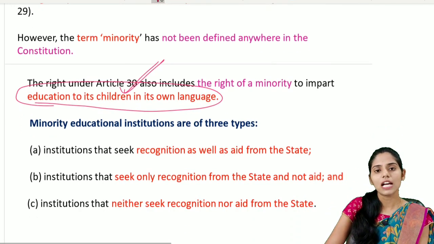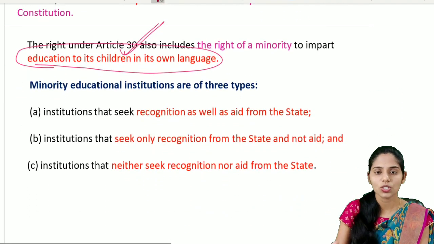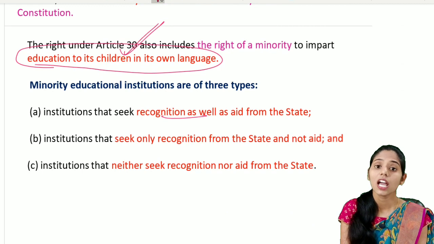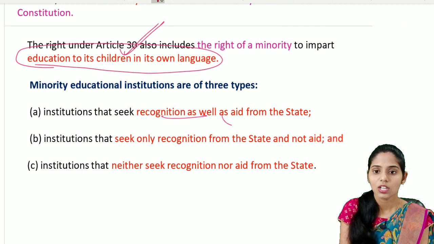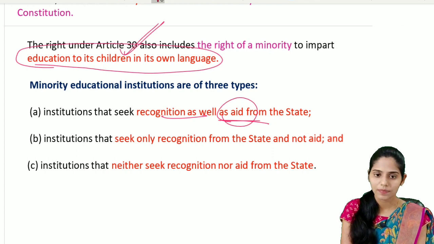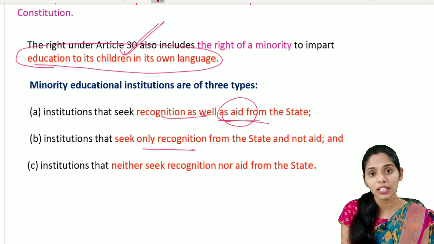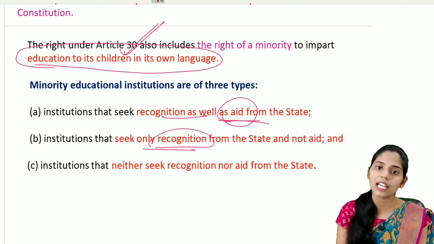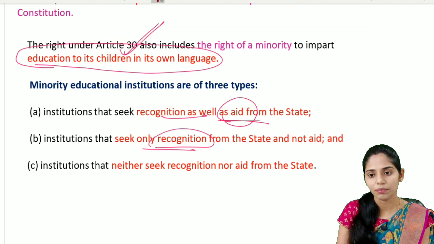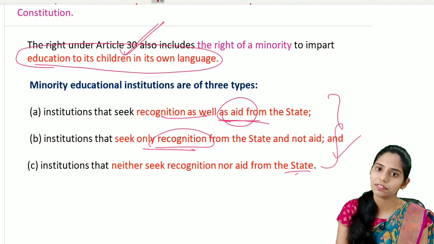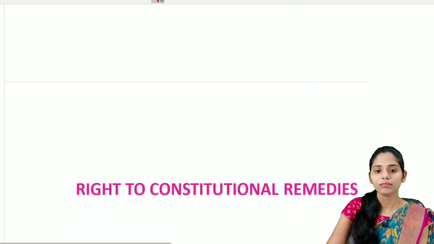So according to this Article 30, these minority education institutions are classified into mainly three types. The first one is the institutions that seek recognition as well as aid from the state. So the first one is they are receiving the aid and also the recognition from the state. And the second one is they seek only recognition but not aid from the state. And the third one is they do not seek either recognition or any aid from the state. So these are the three types of education institutions that are classified under Article 30.